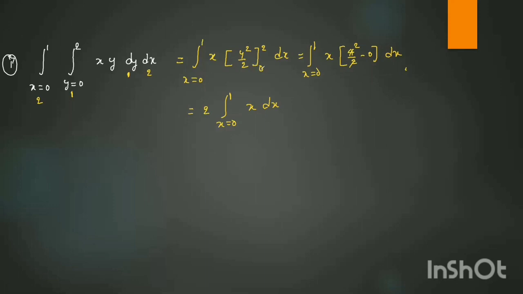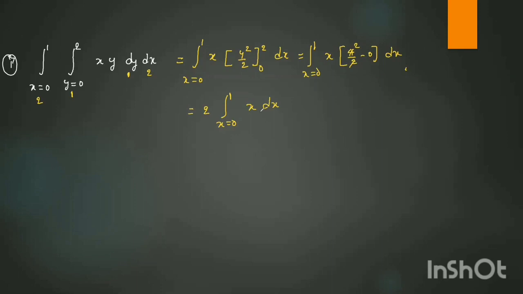Minus, if I substitute in place of y 0, it is 0. 0 by anything is 0. Simplify, 2 to the 4, so 2 is remaining. That 2, I will take it outside the integral because it is a constant term. Remaining is what? x dx.